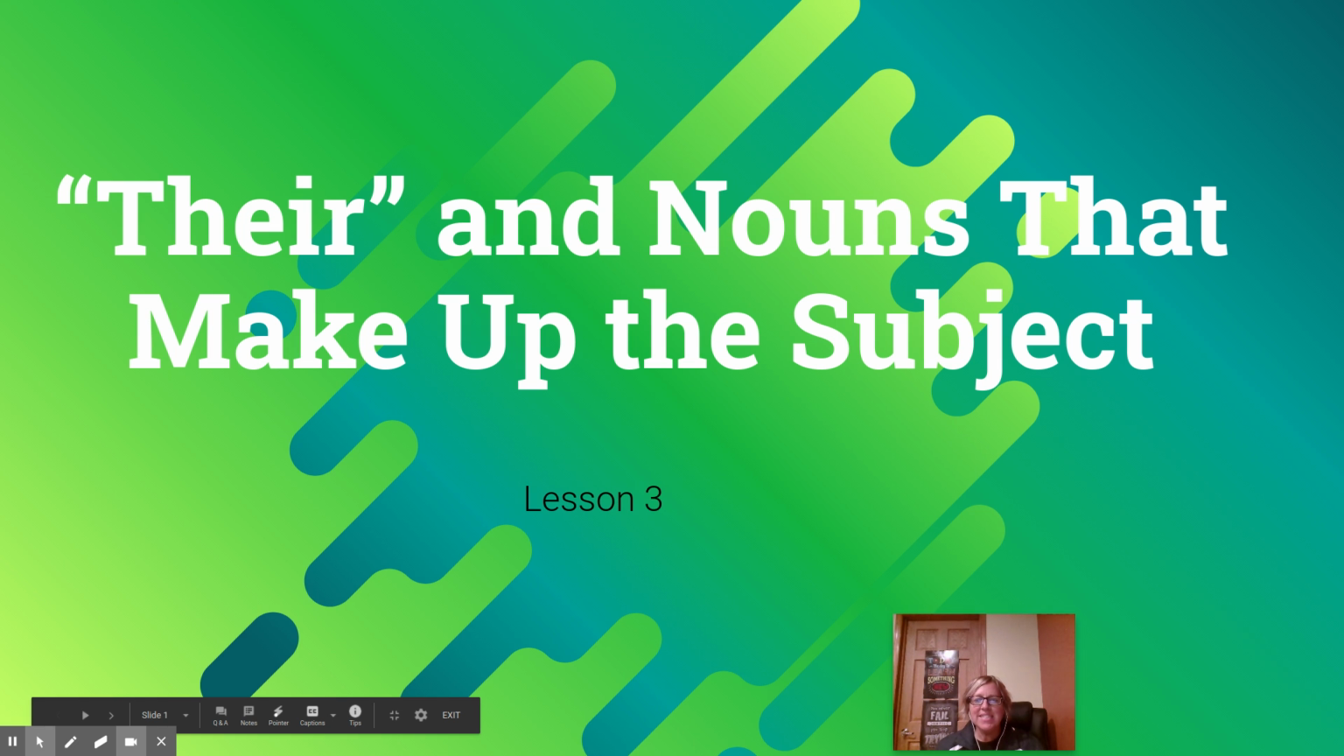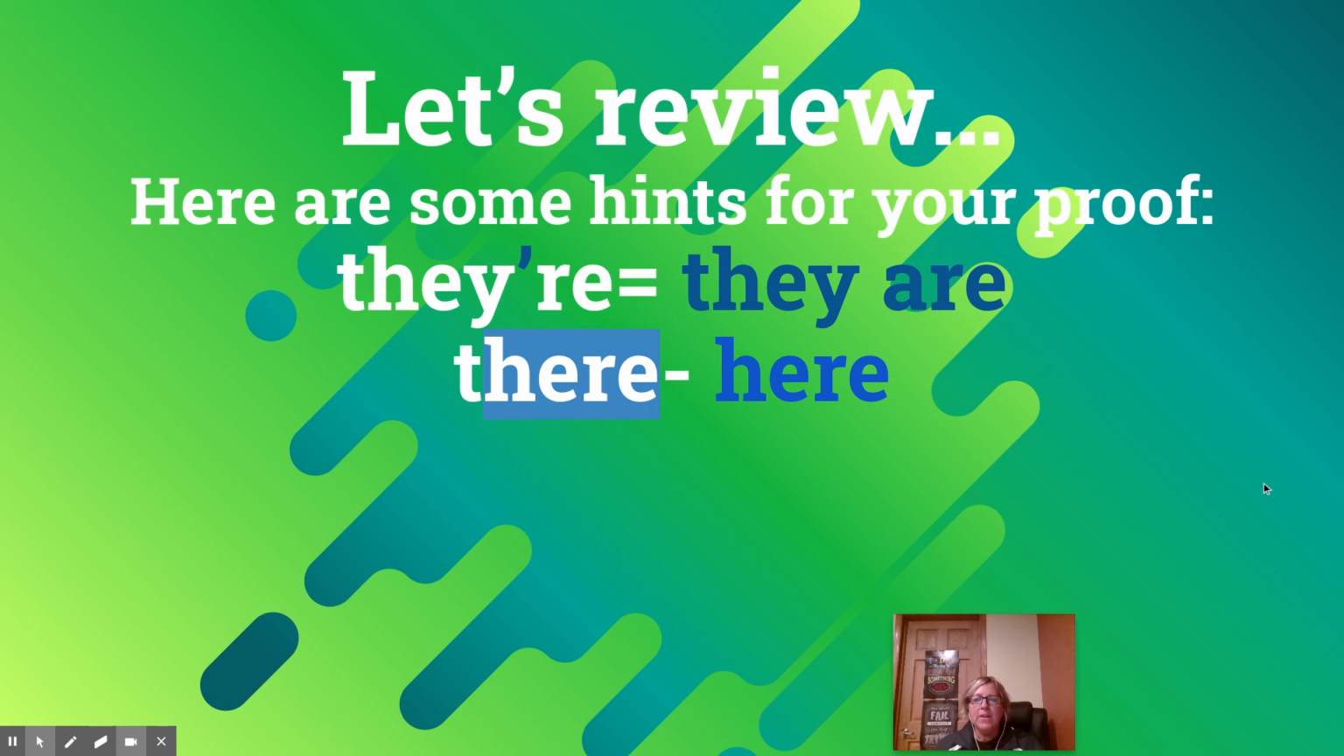This conventions lesson is talking about the word there and nouns that make up the subject. First, let's review. Here are some hints for your proof. The first there that we've talked about is the contraction there. Two words, they are, make up this contraction there.